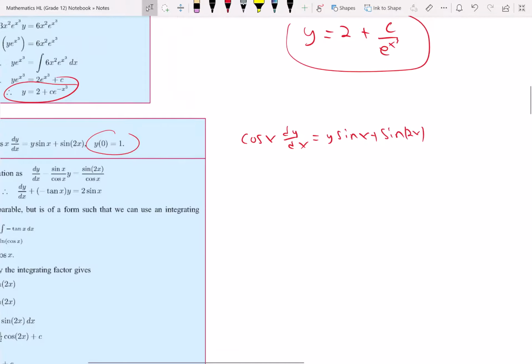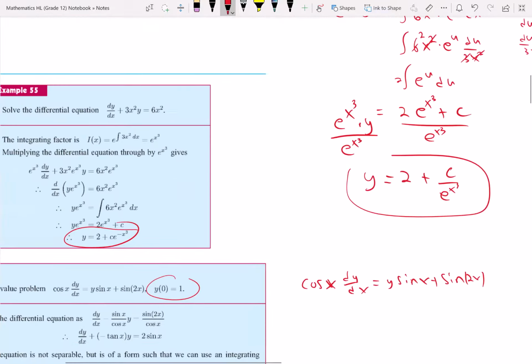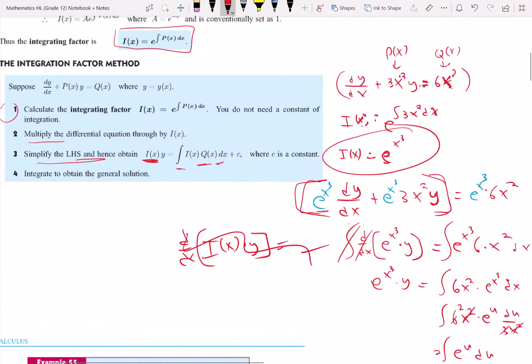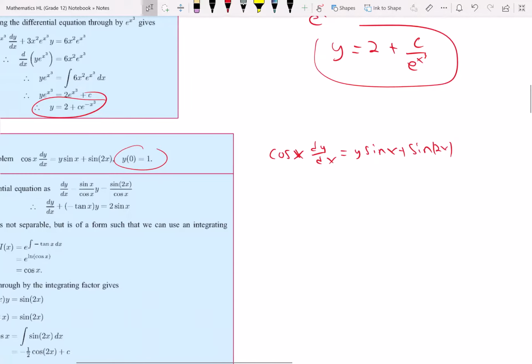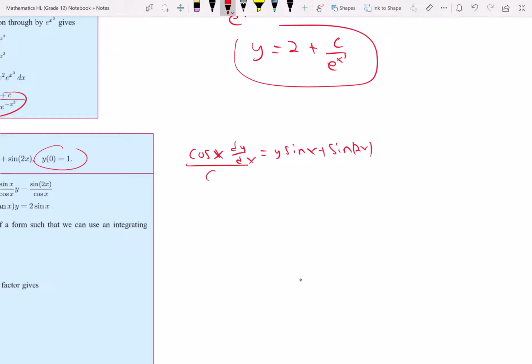Okay, so it looks like this right now. If we're going to use the integrating factor method, it needs to look like this, where it's dy dx plus some function of x times y, and then it's equal to some function of x. So first of all, I need my dy dx by itself, so I'm going to divide everything by cosine x. That's going to give me dy dx equals y sine x over cosine x, that's tangent x times y, and then plus sine 2x over cosine x, and those you can't turn into tangent because this one has a 2 in it.